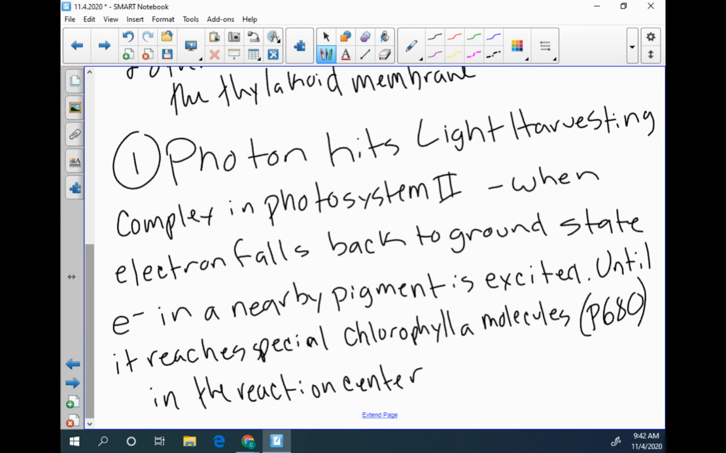Essentially, this is the process we talked about yesterday. Our electron is going to hit one of those pigments in the light harvesting complex. It's going to excite an electron. When that electron is excited, it can't stay excited for too long, so it's going to drop back down, and that energy will be transferred to another pigment, to another pigment, and to another pigment until it reaches those special pairs in the reaction center complex. Cool? Okay.